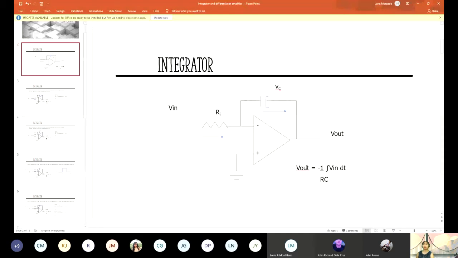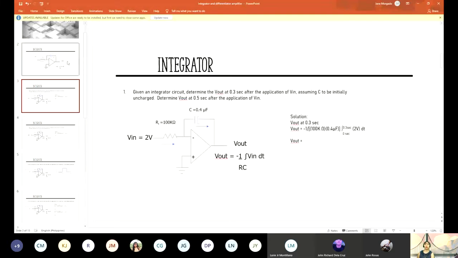This is the basic equation for the integrator. Let's apply the equation. Given an integrator circuit, you have your calculator with you. Please get your calculator. Let's try to compute for this one. Given an integrator circuit, determine the V out at 0.3 seconds after the application of input voltage. Take note, what is our input voltage here? Is it AC or DC?